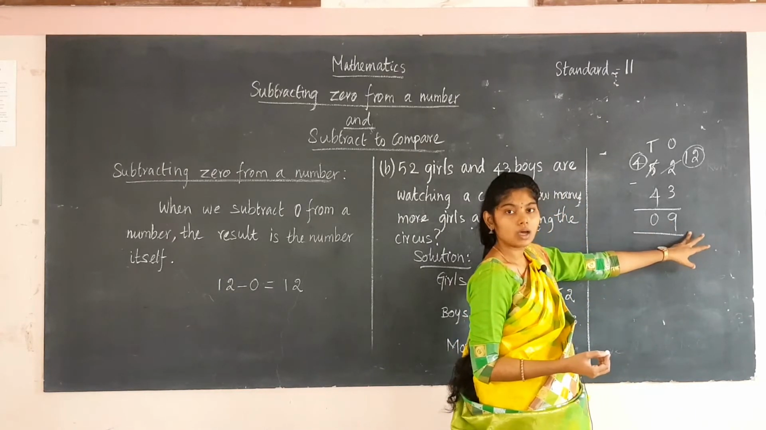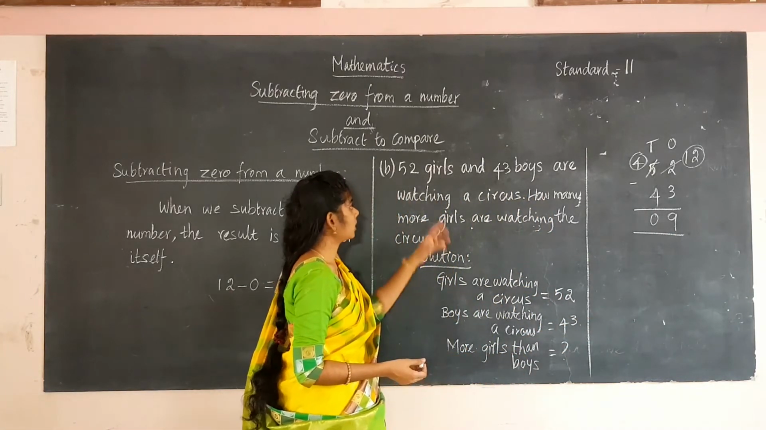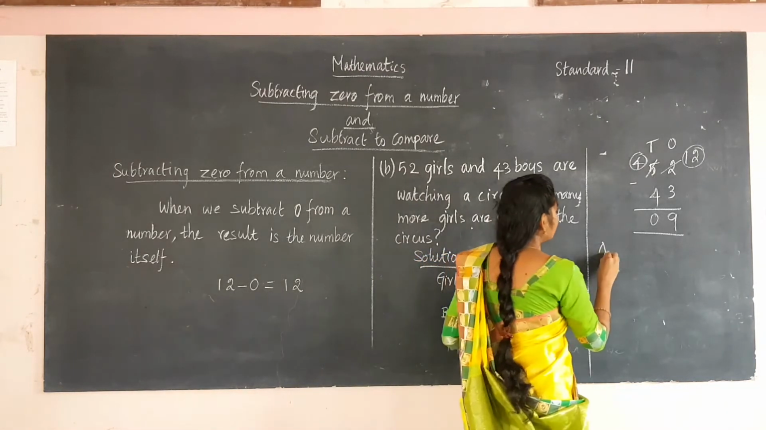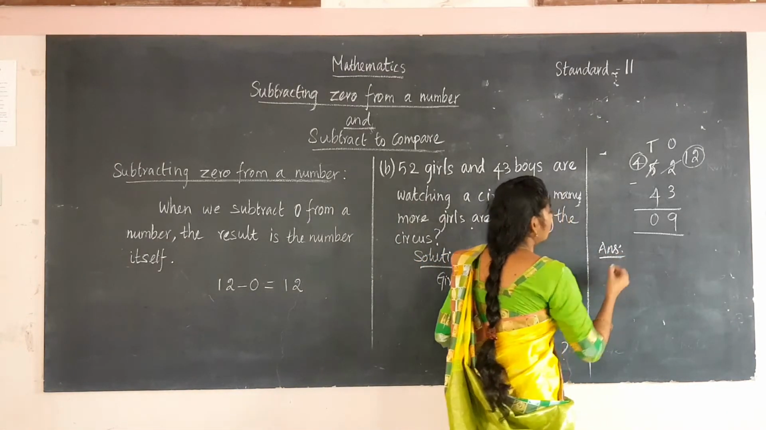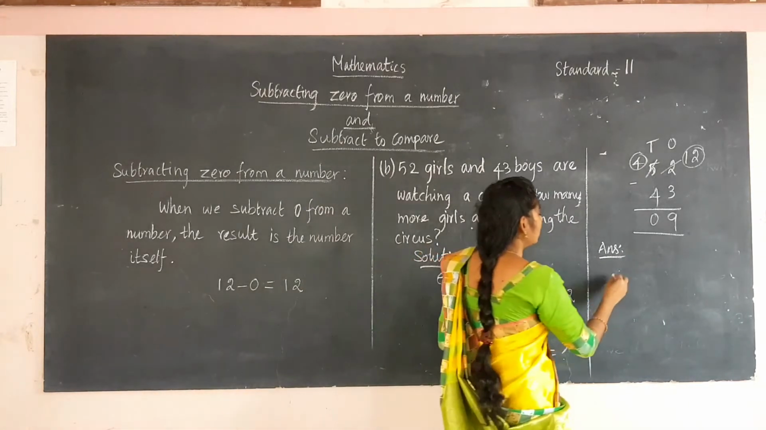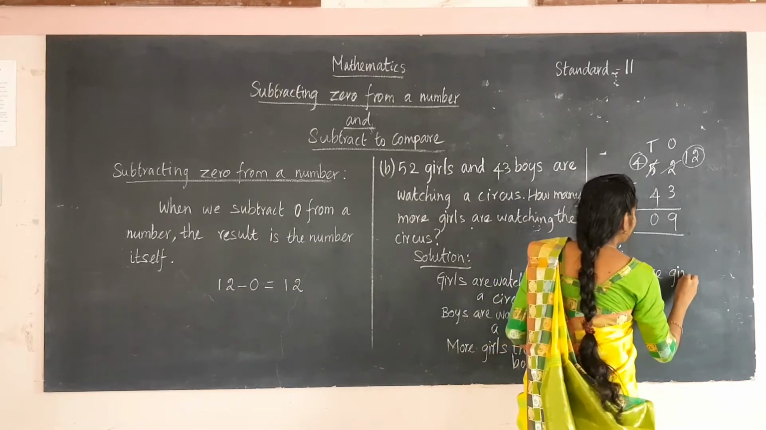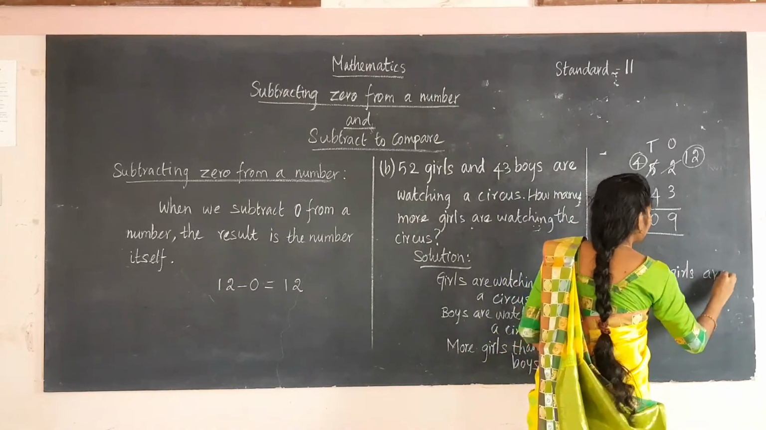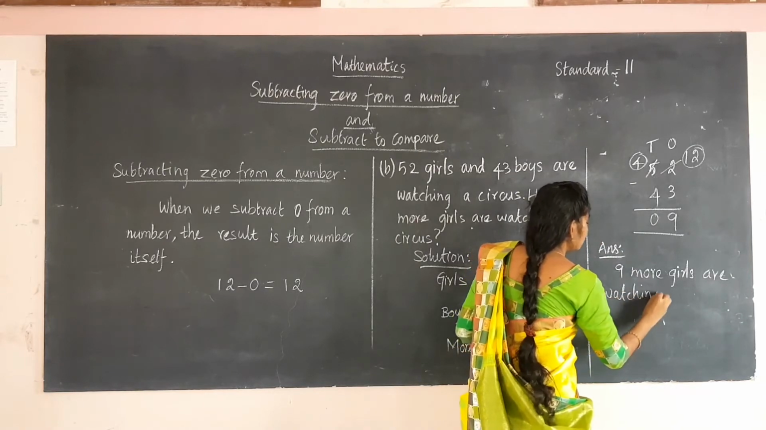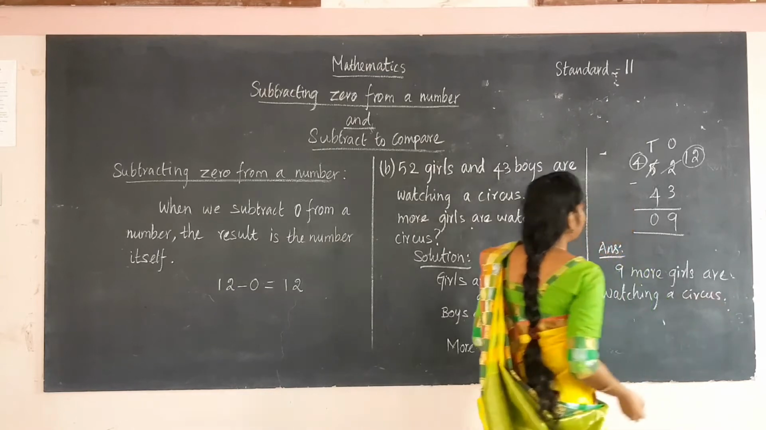How many more girls are watching the circus? 9 are watching. 9 girls are watching the circus. So the answer will be: how many more girls are watching? 9 more girls are watching a circus. So this will be the answer.